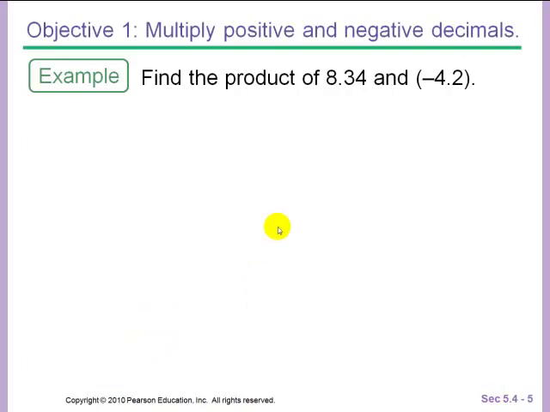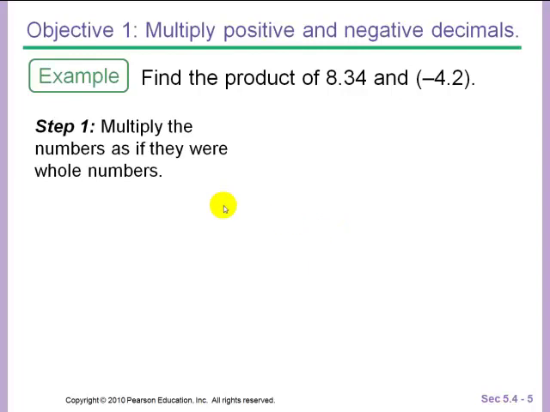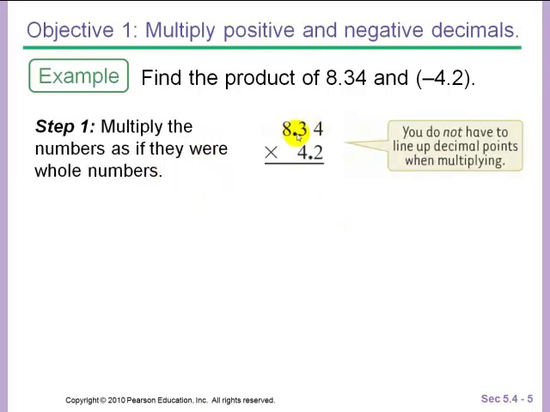Example: find the product of 8.34 and negative 4.2. First, we're going to multiply the numbers as if they were whole numbers. So basically, ignore the two decimals and just multiply. 2 times 4 is 8, 2 times 3 is 6, 2 times 8 is 16. Leave a space or put a 0 or put an X. Some people put a 0 with an X, but make sure you are stepping over to the next column because this is really 40, 42, 40, so you're starting here.